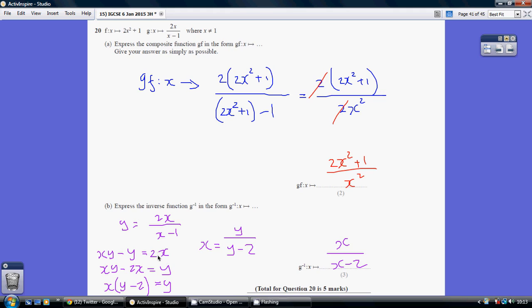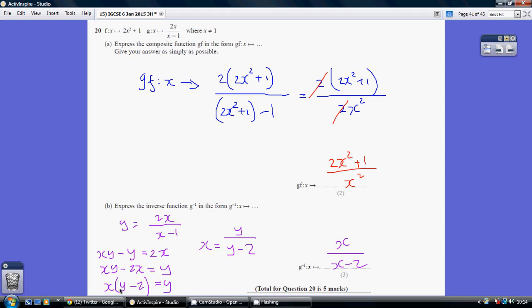We then rearrange to get all the terms which include an x on the one side, all the terms that don't include x on the other. So I've chosen to have all my terms including an x on the left hand side. So I'm minusing 2x and at the same time adding y. So here I have it with all my terms involving x on the left, all my terms not involving x on the right. I can then factorize, so I've got x, y minus 2 equals y.